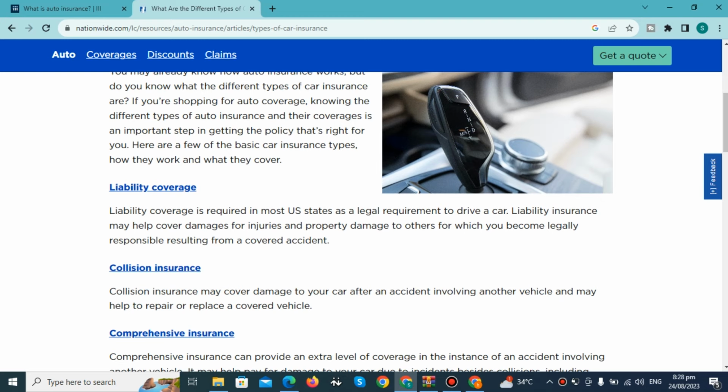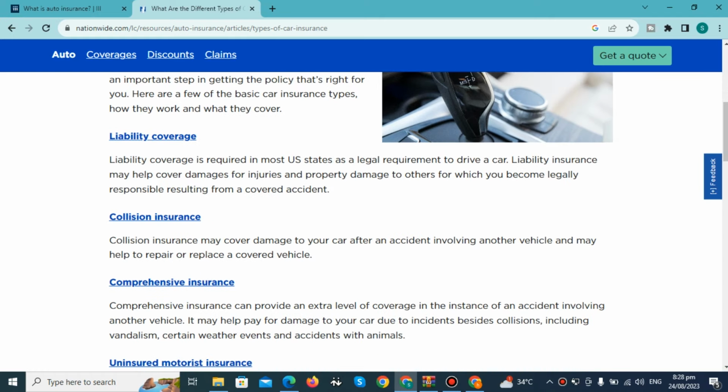Liability. Liability coverage is required by most US states as a legal requirement to drive a car. Liability insurance may help cover damage for injuries and property damage to others for which you become legally responsible resulting from a covered accident.